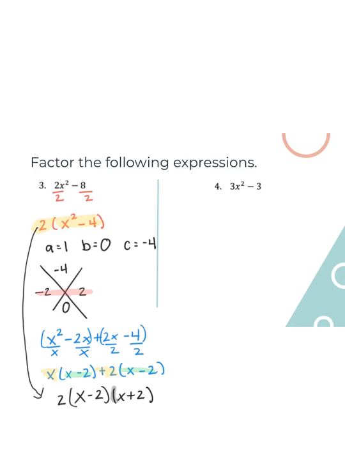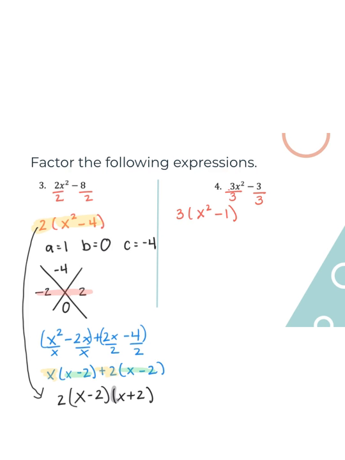Okay, 3x squared minus 3. Again, we're going to do the same thing. We're going to take our greatest common factor out. So my greatest common factor of 3 and 3 is a 3. So I'm going to divide this by a 3 and divide this by a 3. So my 3 comes on the outside, and I'm left with x squared minus 1 on the inside.